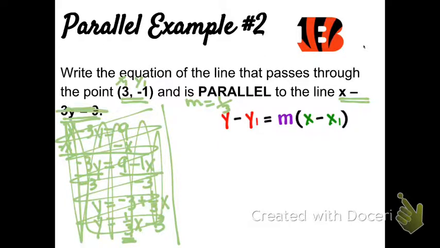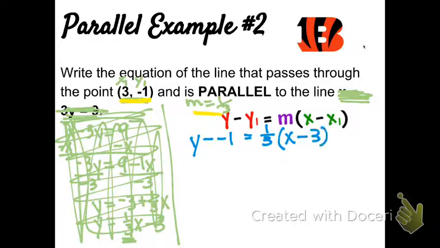And we don't need this equation. All we need is the fact that this is our point, x1, y1, and this is our slope. So we just substitute that into this formula, the point slope formula. So this is y minus y1, which is -1, equals the slope, 1/3, times x minus x1, which is 3.